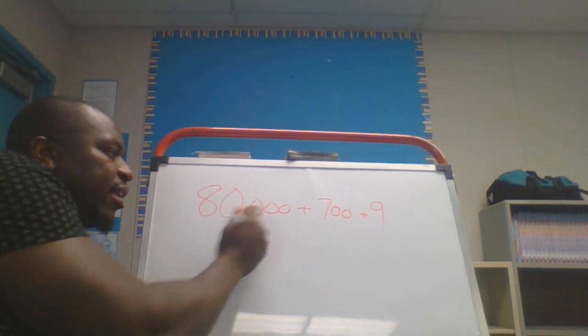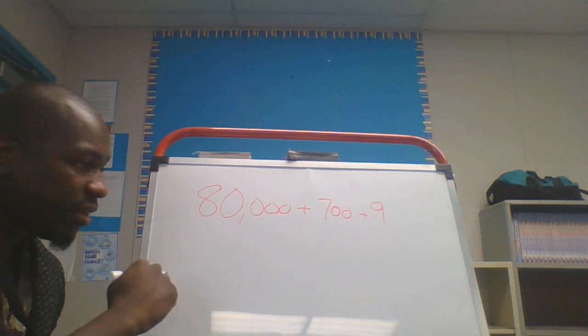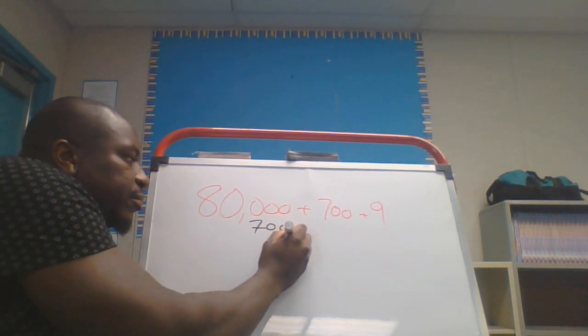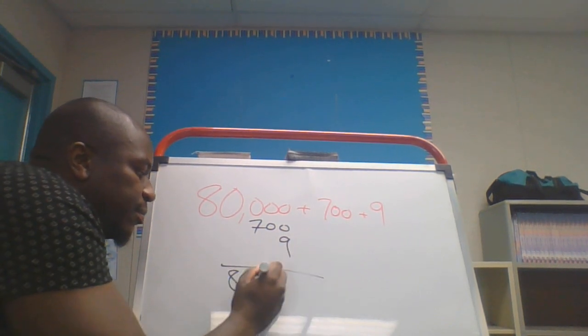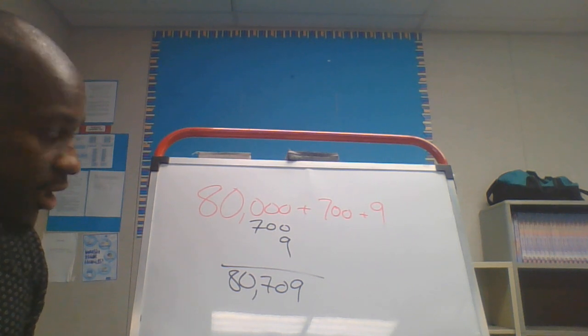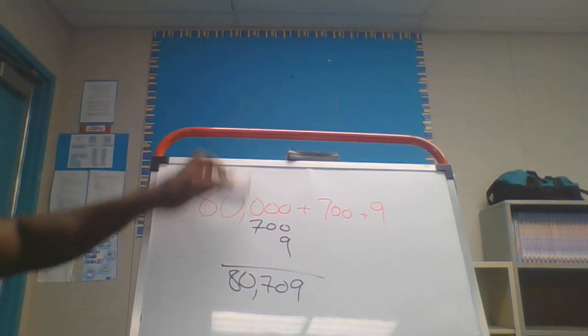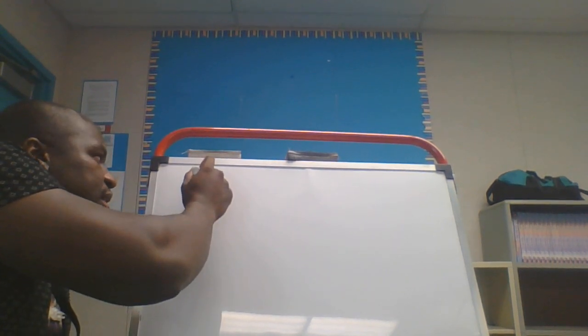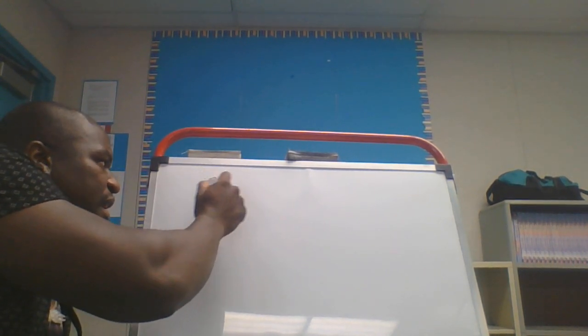So, you want to try this? Pause it, give it a shot. Okay? And we're just going to add these up. 80,709. Okay, so I'm not going to spend too much time here. Again, if you need that extra help, open Zoom. The next is, how do we go from standard form?